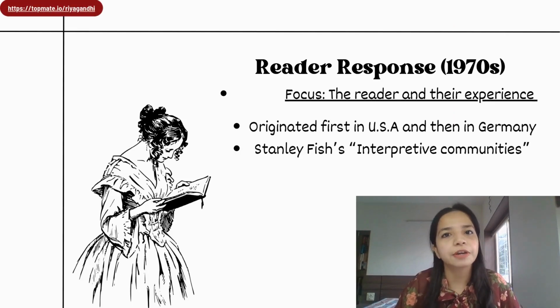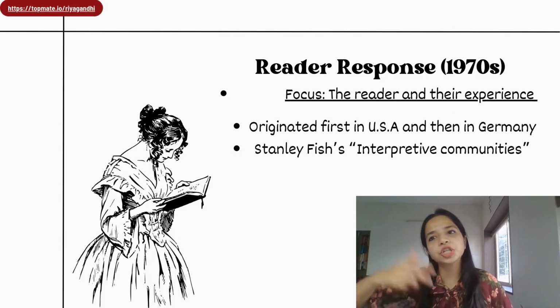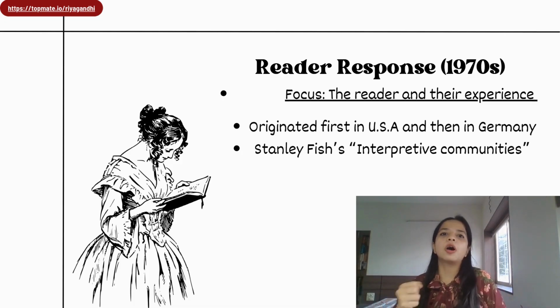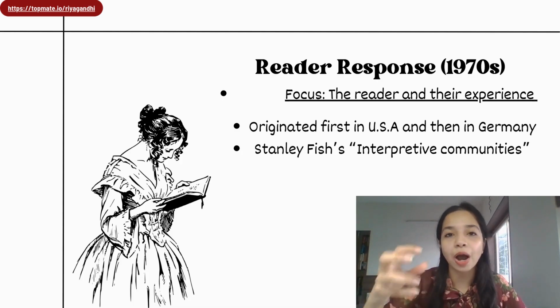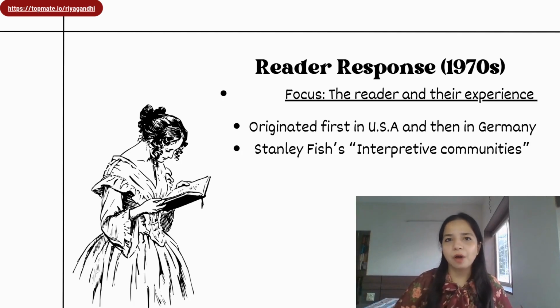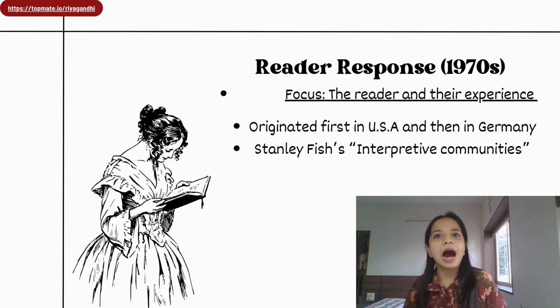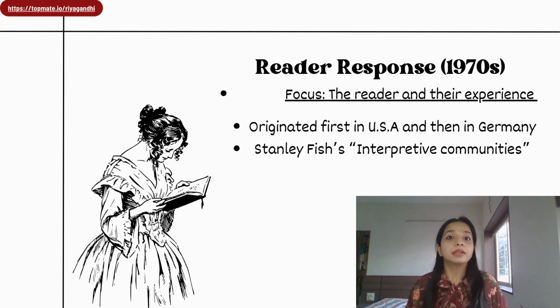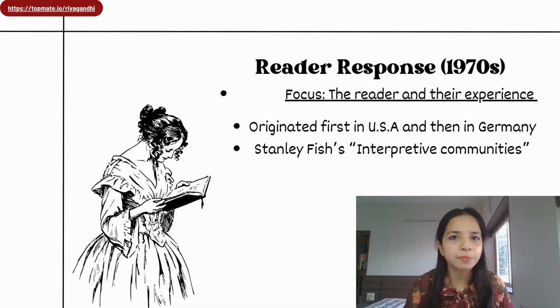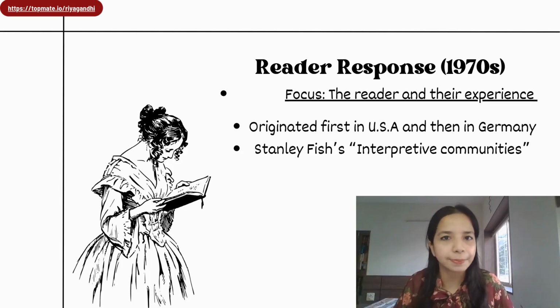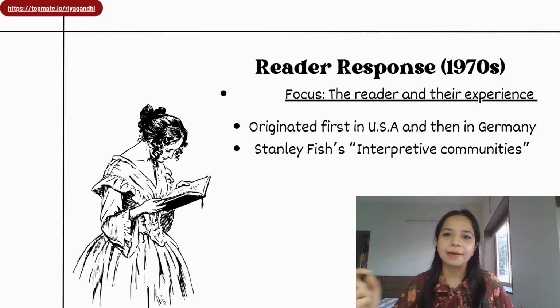Moving on to the next theory, we have reader response theory, which emerged in the 1970s. What is the focus of reader response theory? Basically the reader, and what the reader experiences while reading a particular book. Up until now, the focus was upon the text, the author's intentions, how they wanted to write a particular text, the formalistic characteristics of the text, but nobody focused upon the reader and what the reader experiences when reading a particular text. And then came reader response theory, basically focusing upon the reader.